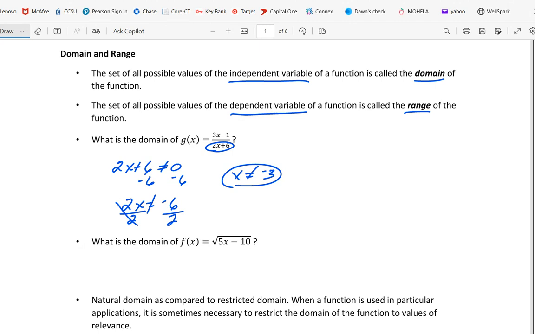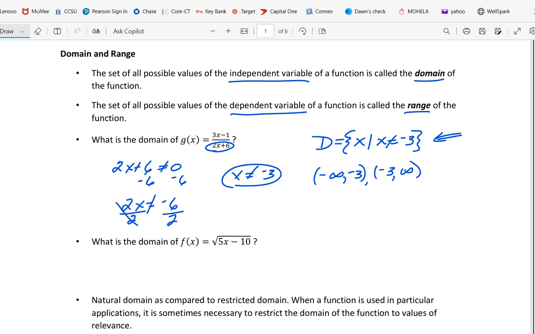Now we're going to write that either using set notation. The domain is the set of x values such that x is not negative 3. Or we can write it using interval notation. x can be anything from negative infinity to negative 3, and then everything from negative 3 to positive infinity. Personally, in this case, I would prefer to use the set notation.